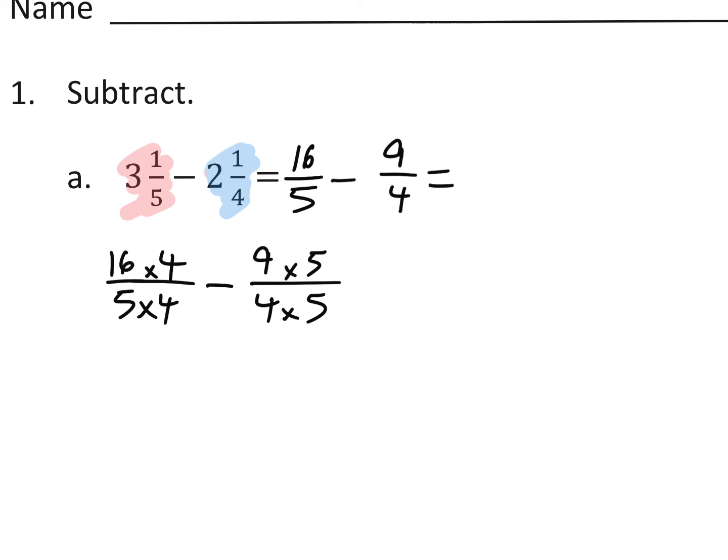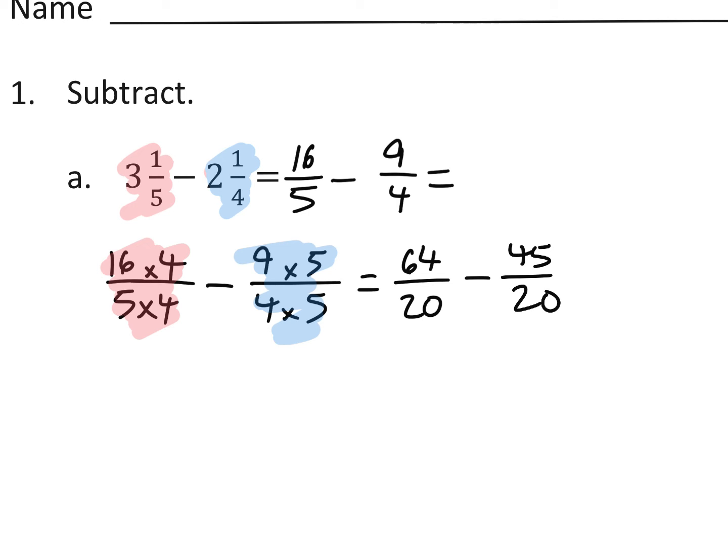So I'm going to color code this for you real quick. We got 16 times 4 over 5 times 4. So 16 times 4. Well, I know that 4 times 10 is 40 and 4 times 6 is 24. 40 plus 24 gives me 64/20. And then now I'm going to do this part. 9 times 5 gives me 45/20. So I've got 64/20 minus 45/20. 64 minus 45 is going to be 19/20.